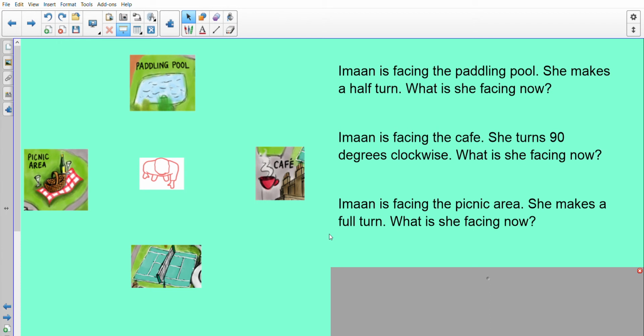Iman is facing the picnic area. She makes a full turn. What is she facing now? So, she was facing the picnic area. She makes a full turn. So a full turn is 360 degrees. So all the way around, a full turn, she's facing the picnic area again, isn't she? Okay, so it's the picnic area for a 360 degree turn.